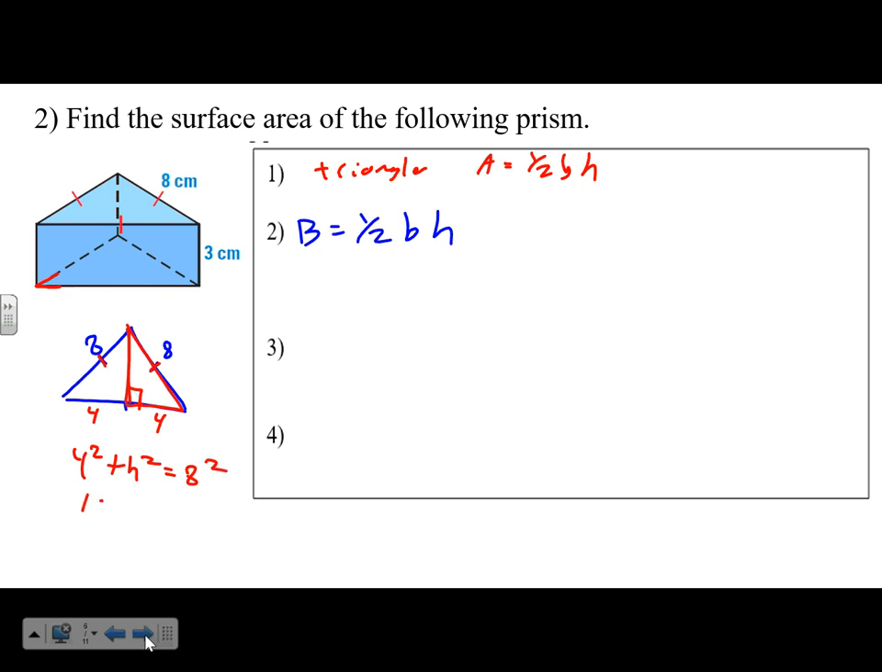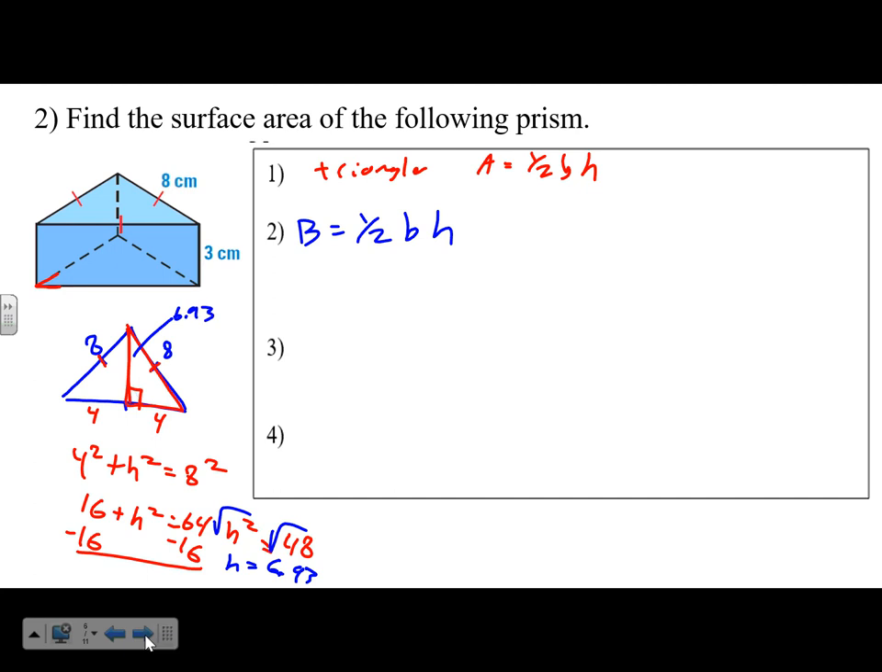So that's 16 plus h squared is equal to 64. Subtract 16. H squared is equal to 64 minus 16, which is 48. And then last but not least, don't forget, you need to take the square root of both sides. The square root of 48 is 6.93. So my height is 6.93.